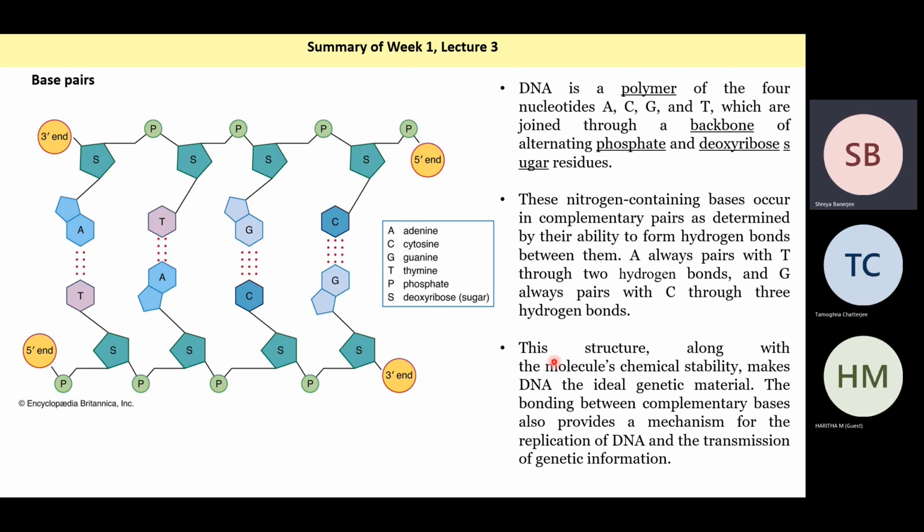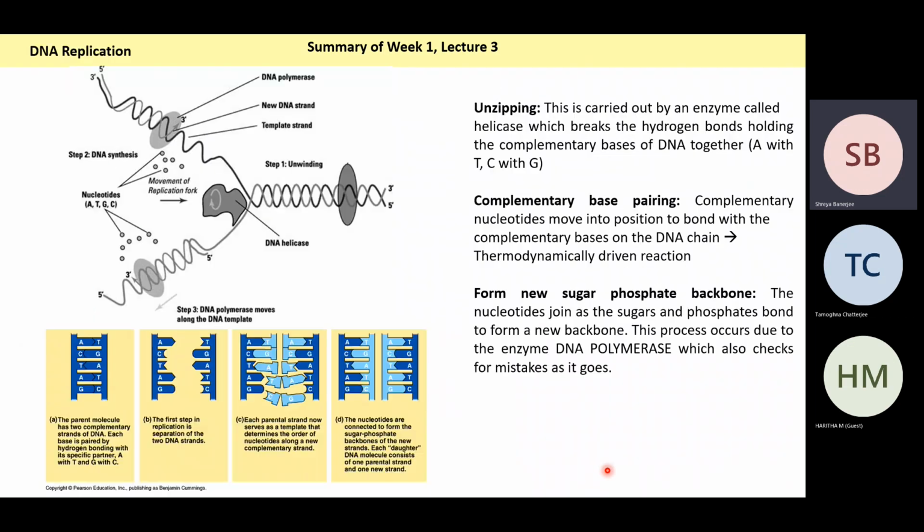So this structure, along with the molecule's chemical stability, makes DNA the ideal genetic material. And the bonding between these complementary bases, AT and GC, provides a mechanism for the replication of DNA and the transmission of genetic information. Next, you learned about DNA replication. The first step was unzipping, in which an enzyme called helicase, shown here, breaks the hydrogen bonds holding the complementary bases of DNA together.